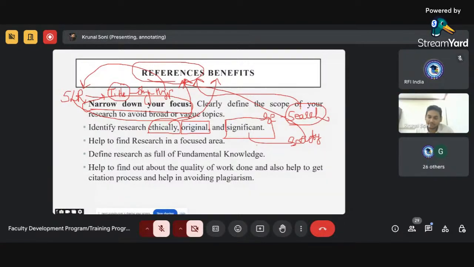Yes, sir. Right. Research helps to find out a focused area, right? The references help you in finding the focused area. Focused area is nothing but the research gap. Understood? So whenever any researcher or any evaluator or any editor needs to recheck your research gap, they might utilize these references and bibliography that you have utilized.